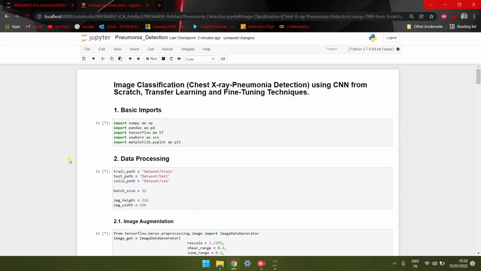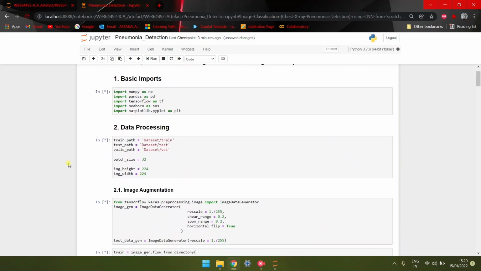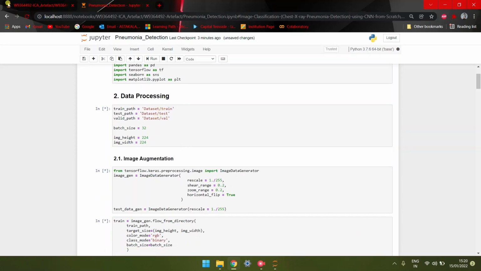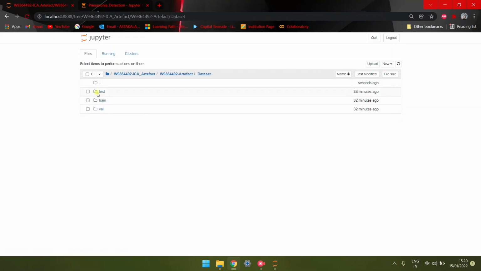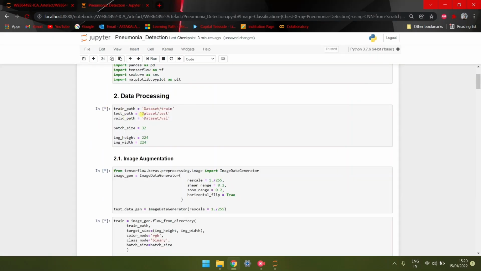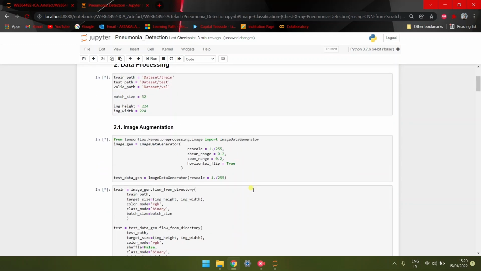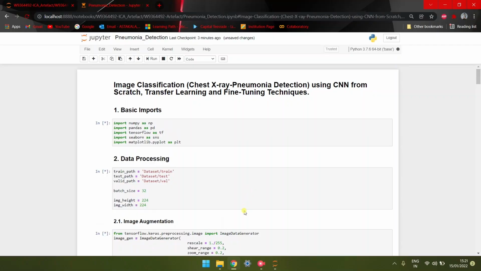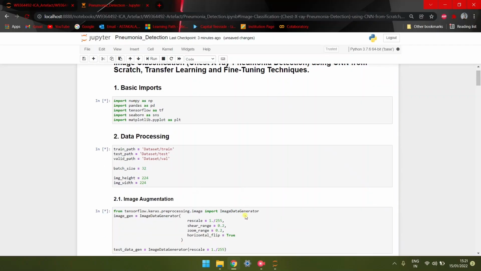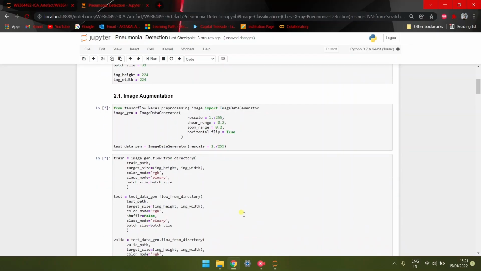These are the basic imports which need to be installed previously before running this project, which are NumPy, Pandas, TensorFlow, Seaborn, and Matplotlib libraries. For data processing, I had three different folders: test, train, and validation. The data is about a 1 GB file, which is around 5,000 X-ray images. It takes time to upload the images since it is a big file.